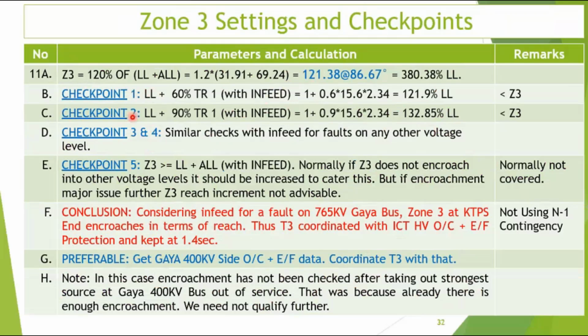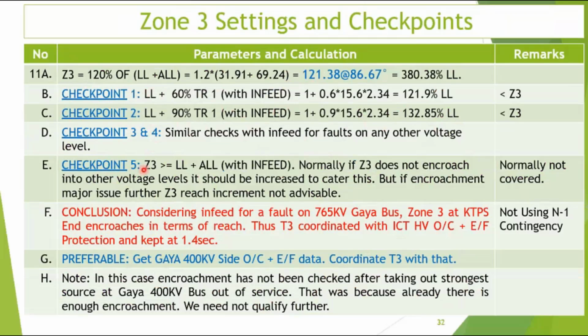Okay, so this is checkpoint 1, checkpoint 2. In zone 3, we use infeed to do our checks. Checkpoint 3 and 4 are for other voltage levels, the TR2 group, other voltage levels we will see. We need not check over here because over here this Goya ICT was the 400 by 765 kV ICT, which was causing the lowest amount of impedance. So T4 was not checked.